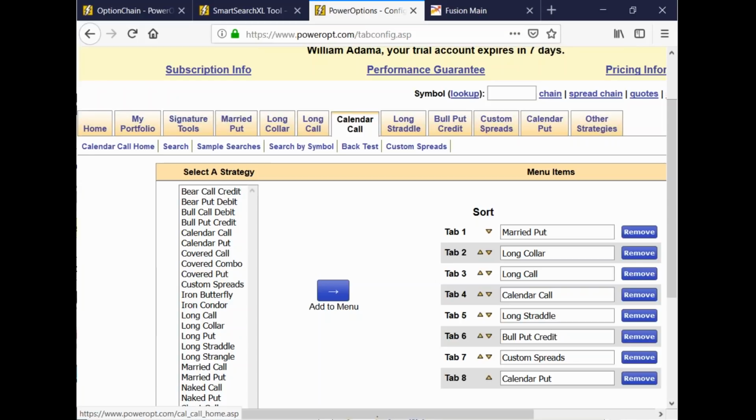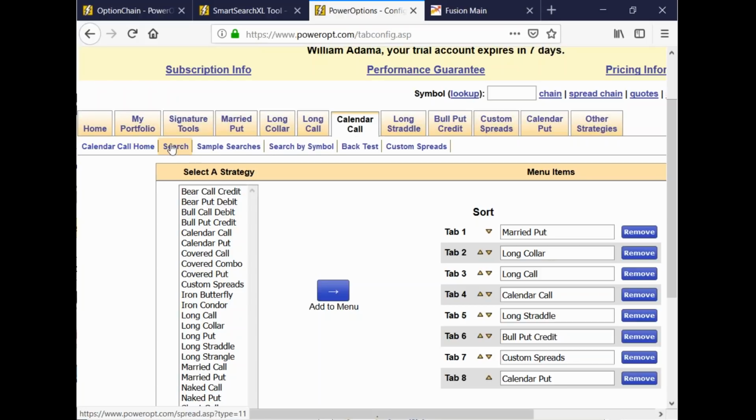Okay, but for calendar calls, if I wanted to set up a search to just look for diagonals on SPY that match my criteria, whether it's a horizontal, true calendar, I don't like using that term, but a horizontal or a diagonal, you can do both with the search.